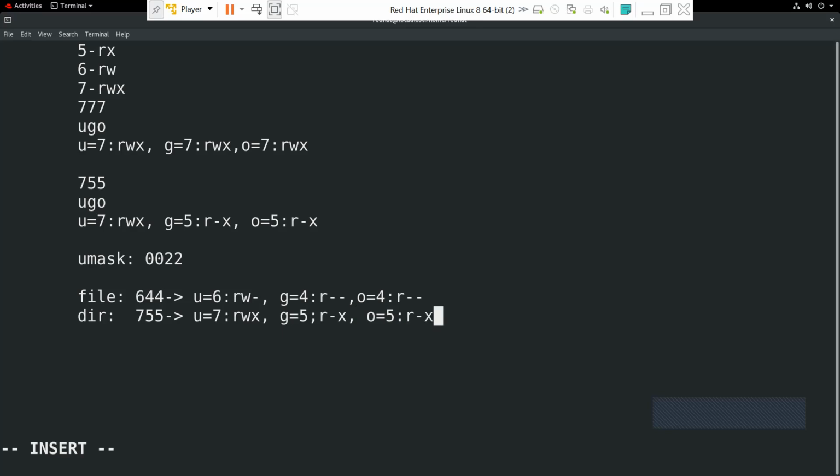So why are we giving the executable permission? Why is the system giving the executable permission for group and others? Execute means opening a directory. Opening a directory is nothing but executing that directory. So that's why by default it is giving executable permission for the directory. Okay, so let us see the permissions.